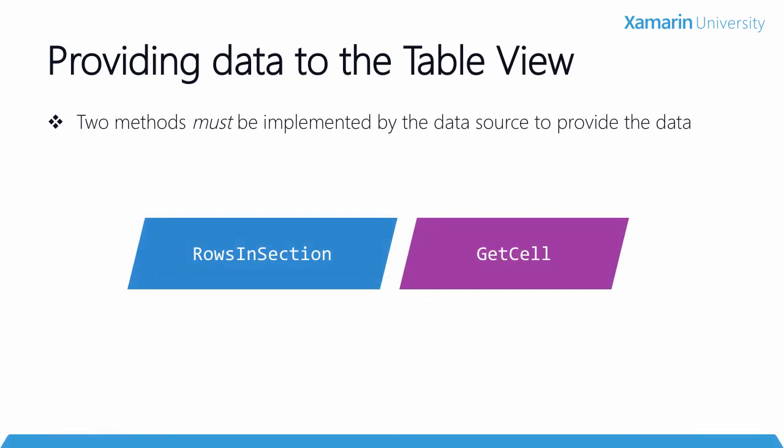The two primary methods we must provide on the data source are RowsInSection and GetCell. There are other methods we can override as well, but these two are required, and without them the table view won't function properly. So let's look in detail at each one of these.